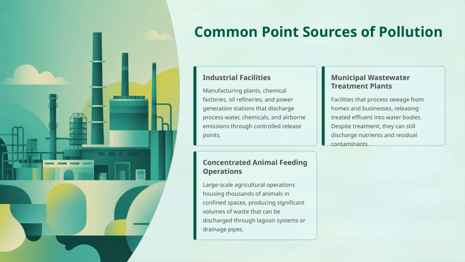When we look at common point sources of pollution, industrial facilities are a major contributor. These include manufacturing plants, chemical factories, oil refineries, and power stations. They typically discharge processed water, chemicals, and airborne emissions through controlled release points, but these releases can still impact our environment significantly. Next, we have municipal wastewater treatment plants.